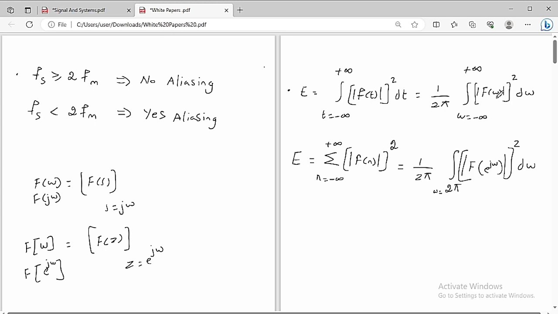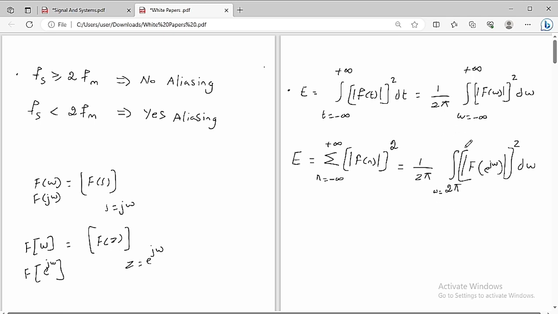Here, F(ω) is the continuous time Fourier transform and F(e^{jω}) is the discrete time Fourier transform. The continuous time Fourier transform is over a non-periodic signal, so you have to do the integration from ω equal to minus infinity to plus infinity. Whereas F(e^{jω}), the discrete time Fourier transform, is a periodic signal, so you have to do the integration only over a period of 2π.